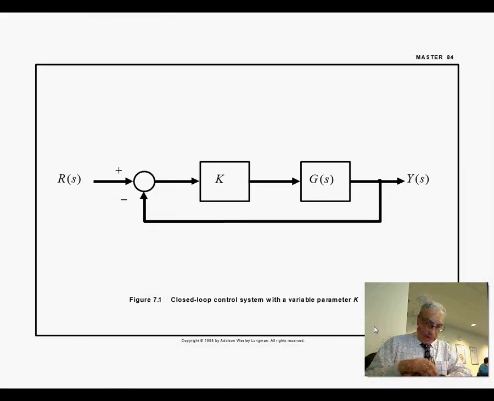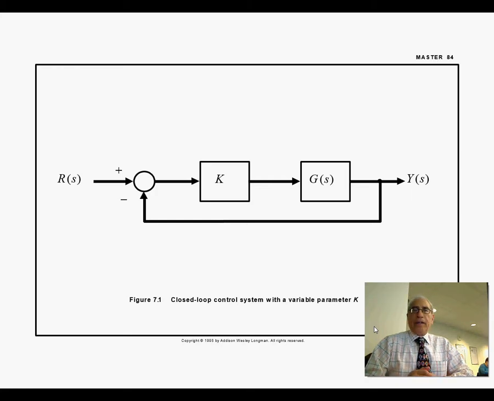Today we're going to see a very important design of control systems principle and method called the root locus method, discovered by Professor Evans back in the 1940s.